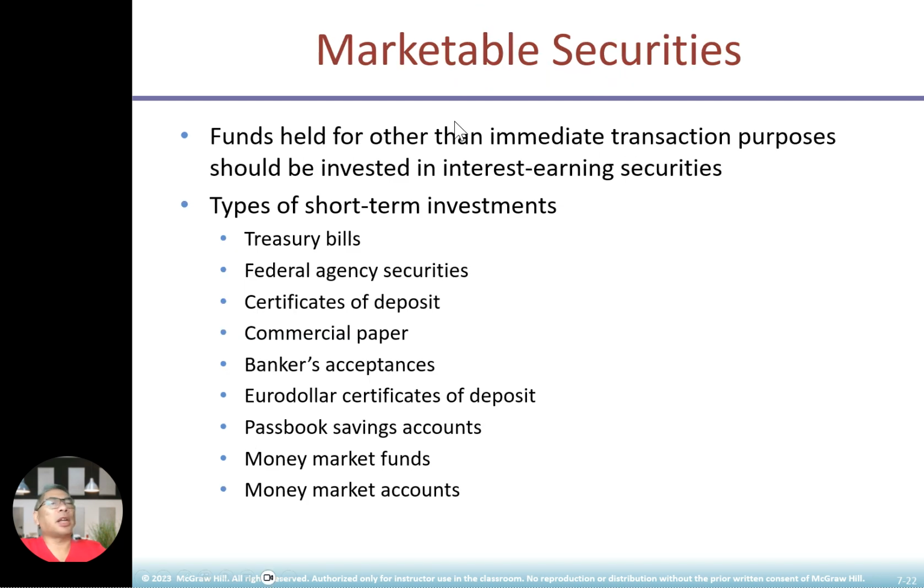There are marketable securities. Funds that are held for other immediate transaction purposes should be invested in interest-bearing securities. When a company has excess cash, let's say 1 billion or 2 billion, they usually put it into short-term investments. What are the short-term investments that can be used? The list is here: Treasury bills, federal agency securities, certificates of deposit, commercial paper, bankers' acceptances, Eurodollar certificates of deposit, passbook savings accounts, money market accounts, as well as money market funds.